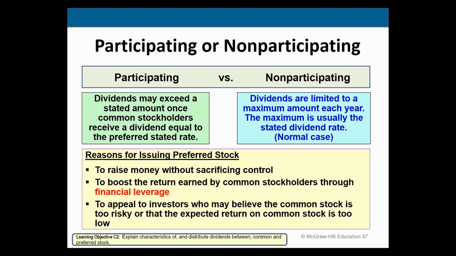Non-participating preferred stock has a feature that limits dividends per year. Once preferred stockholders receive this amount, the common shareholders receive any and all additional dividends. Participating preferred stock has a feature allowing preferred stockholders to share with common stockholders in any dividend paid in excess of the percent or dollar amount stated on the preferred stock. This participation feature does not apply until common stockholders receive dividends equal to the preferred stock's dividend percent.